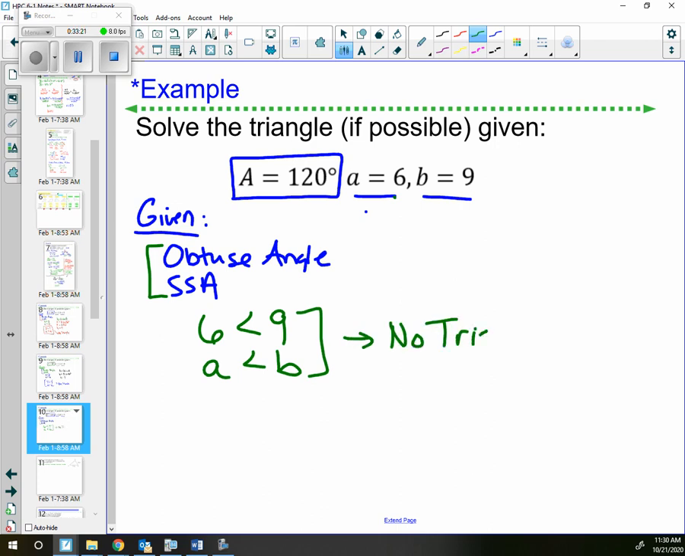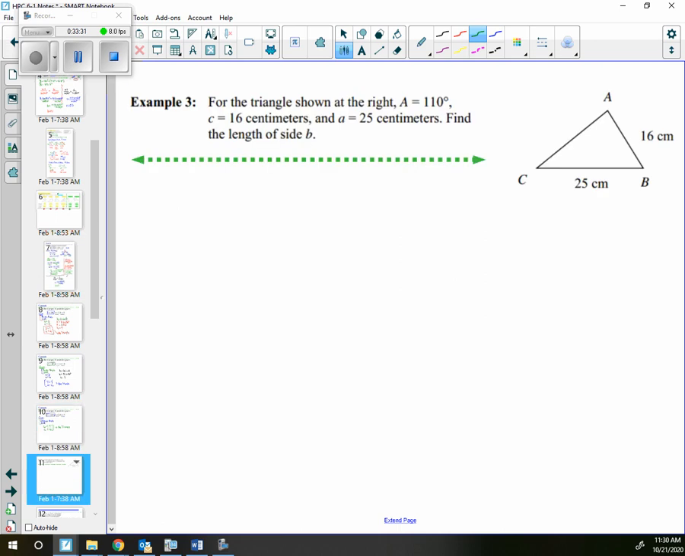So to be able to justify and know, these are kind of the two key pieces of information you'd have to be able to say. I know it's obtuse, that's the angle I'm given, the side across is shorter, doesn't work. Let's take a look at our last one.